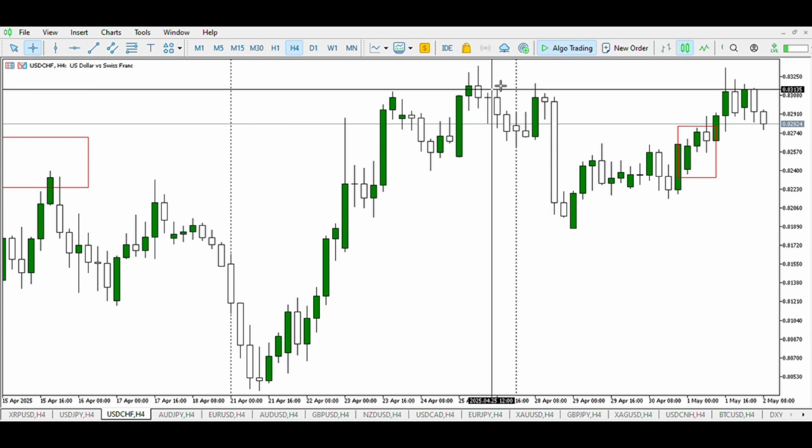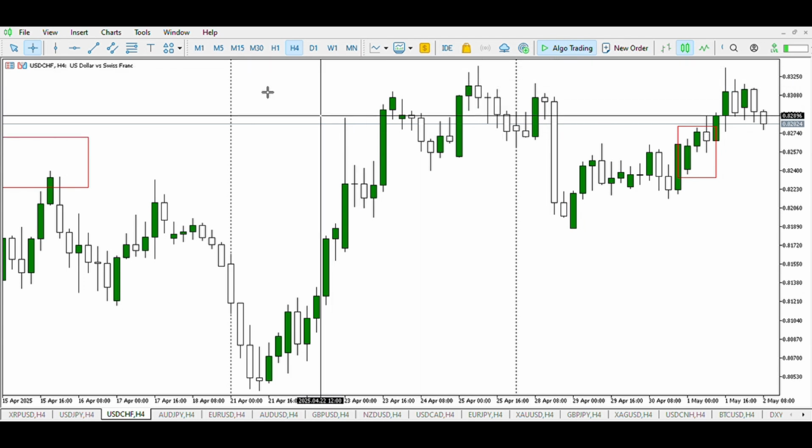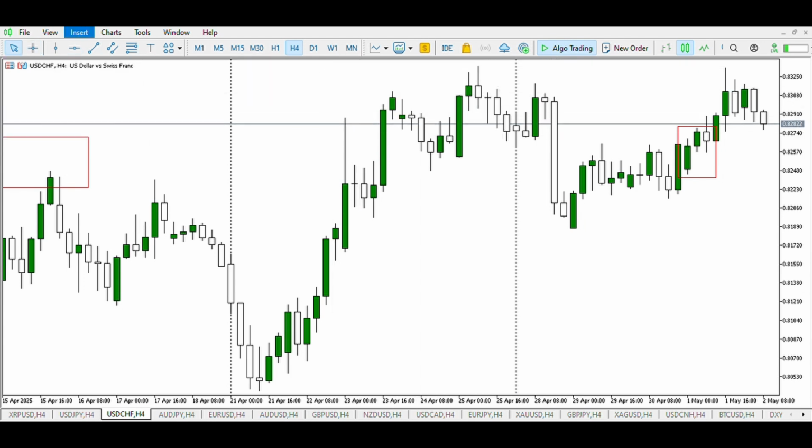While this candle right here, let us mark it in a red box, that is neither green nor white, it signifies indecision in the market. So those are the rules to interpret what the market says. Plan your trade, trade your plan, and most importantly, manage your risk and emotions.